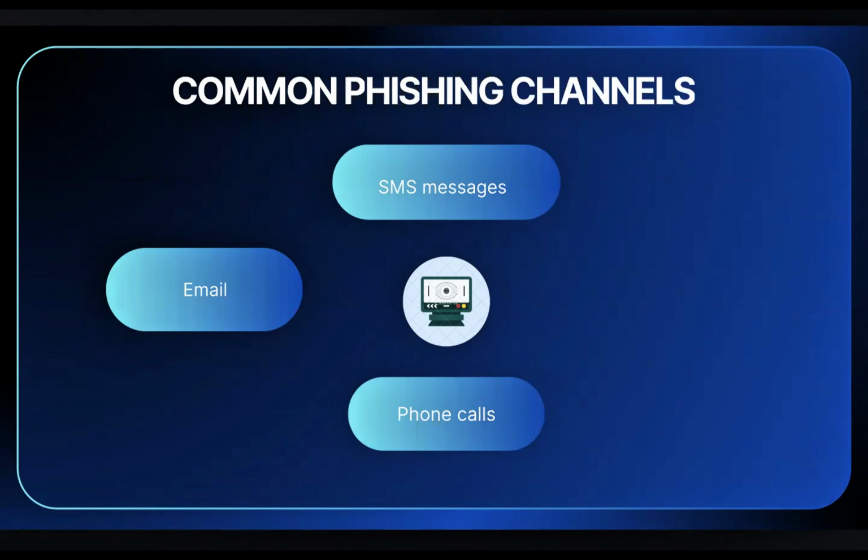Now, what are the examples of email phishing that we have? Email phishing often mimics trusted organizations, and here are some examples. It could be a fake bank or financial alerts. It could be password reset messages. It could be delivery or invoice notifications, and it could be security warning emails.